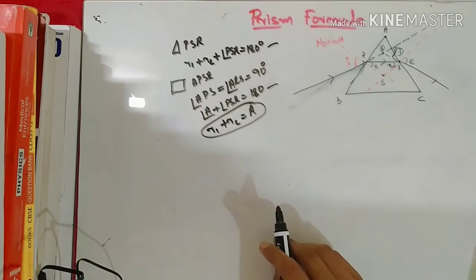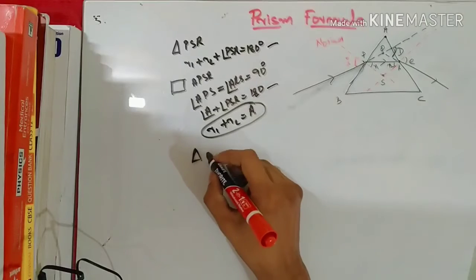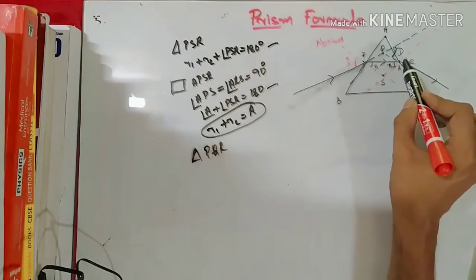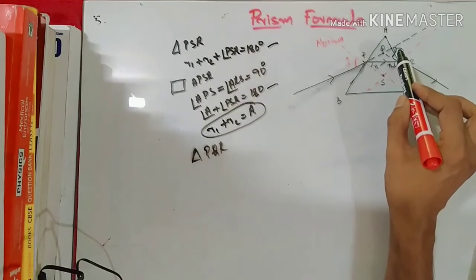Next we are considering a triangle PQR. Can you see the triangle PQR? In the triangle PQR, D is the exterior angle.